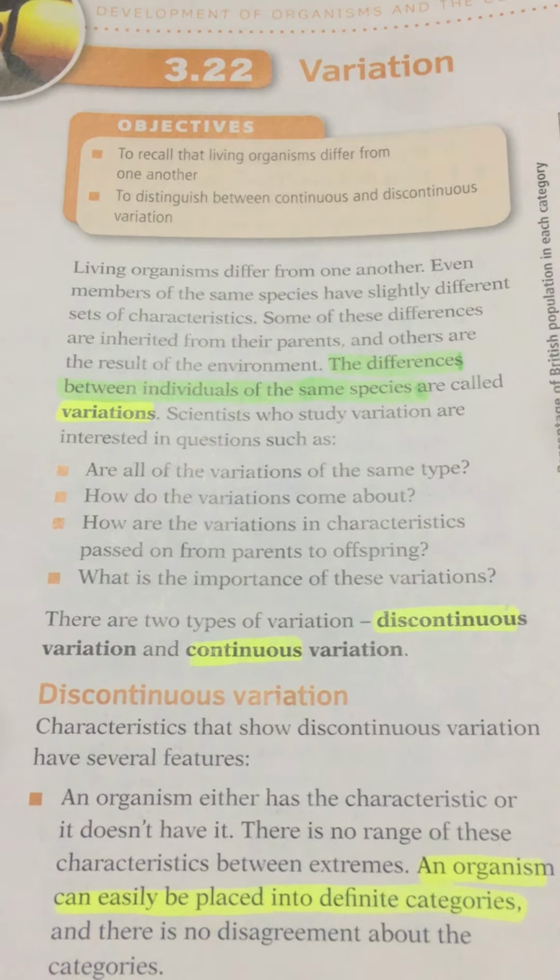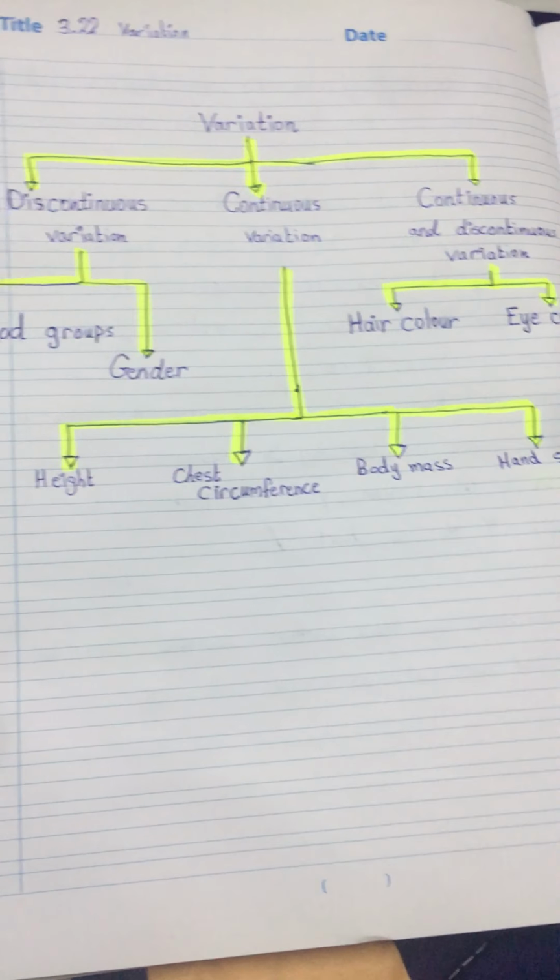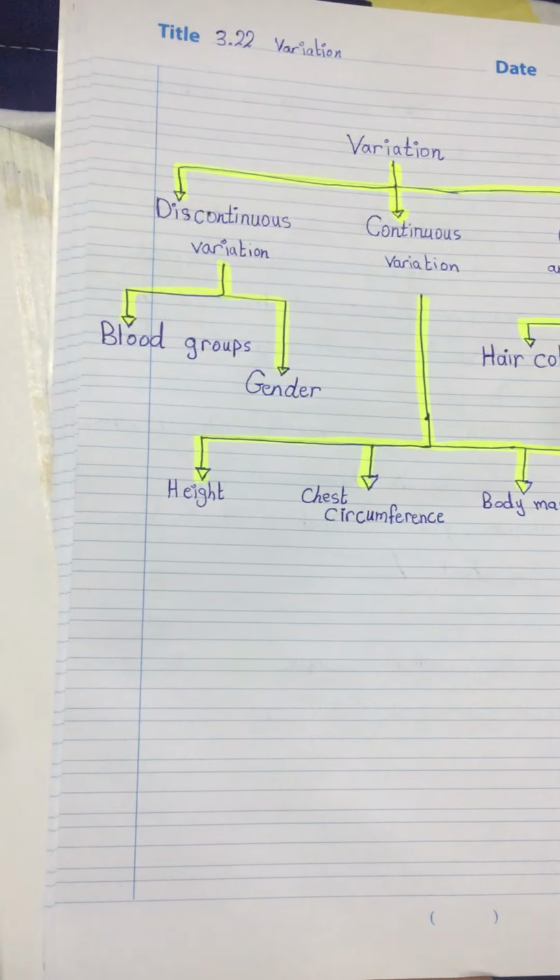Now we have to know that we have more than one type of variation. Actually, variation is divided into three types, or actually there are two main types, but the third one is a mix between the first and the second one. So let's start with the first one, discontinuous variation. Also we have continuous variation, and the third type, continuous and discontinuous variation together. We have many examples of each type, but before that we have to understand the features of each one. Let's start with discontinuous variation.